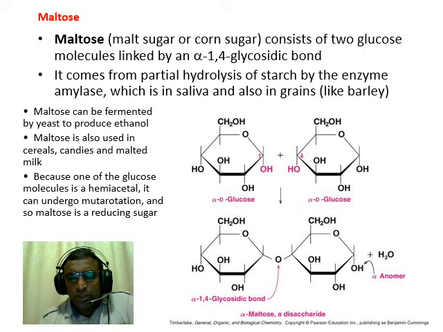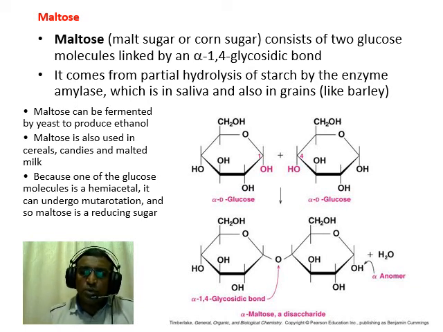Maltose, being a bit sweet, can also be used in candies. Maltose is a reducing sugar simply because one of its sugars, the glucose, has the hemiacetal. Of course, the other glucose is already bound with the glycosidic bond, therefore it is unable to mutarotate. But the neighboring glucose has a hemiacetal, so it can mutarotate to reveal its carbonyl group, and hence it's a reducing sugar as a whole.